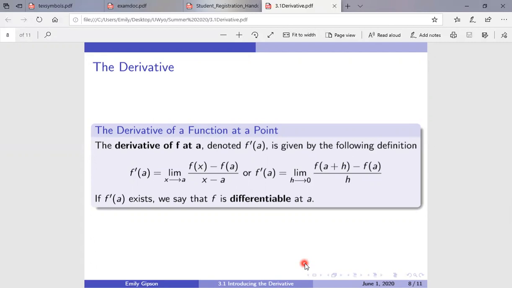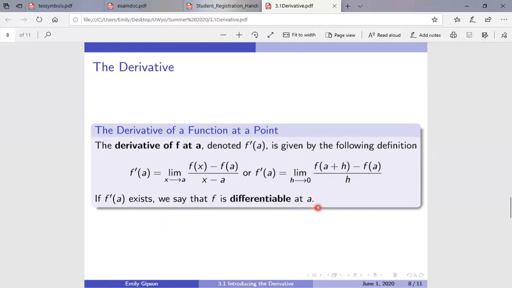And it's given by the following definitions. We can do it in our x and a domain: f prime of a is equal to the limit as x approaches a of f of x minus f of a divided by x minus a. Or we can do it in the h regime: f prime of a equals the limit as h approaches 0 of f of a plus h minus f of a over h. And if f prime of a exists, i.e. the limit exists, we say that our function f is differentiable at a.